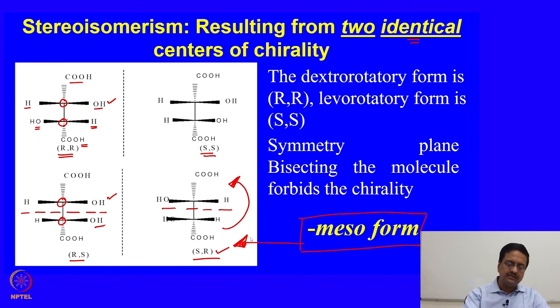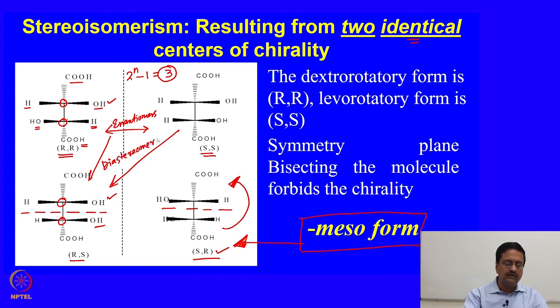So here, instead of having 2 to the power n, we have 2 to the power n minus 1, that is 3 different isomers, where these two are enantiomers, and here the relationship is diastereomeric, where diastereomers means they are not mirror images of one another.